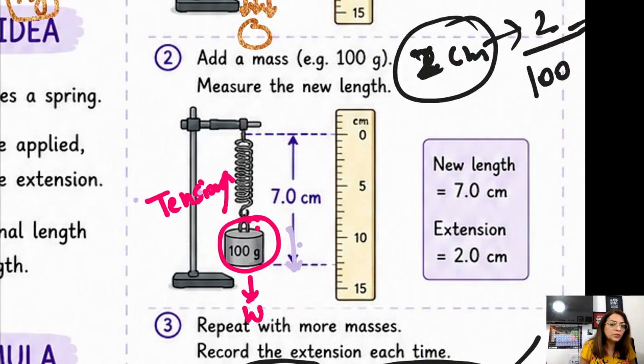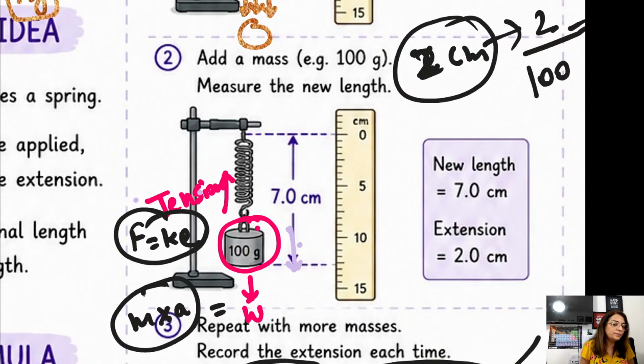So can you tell me the formula for tension? Does anybody remember? The force due to elastic, F equals K times E. Okay, what is the weight equal to? Mass times acceleration. These two formulas, please remember.